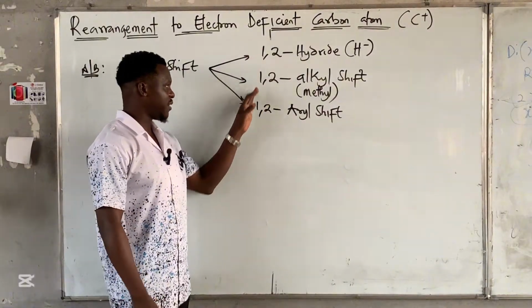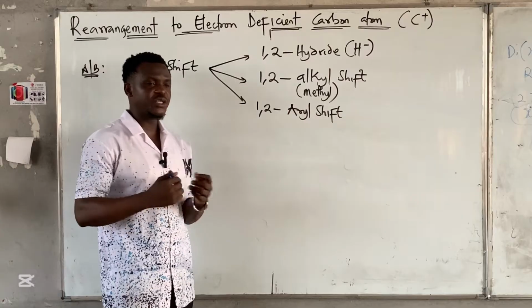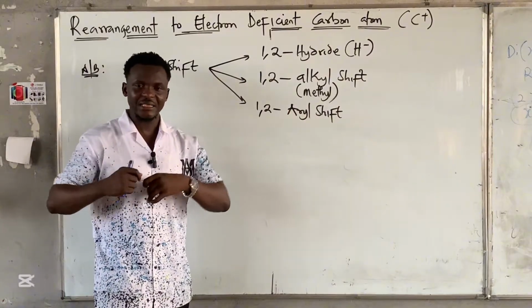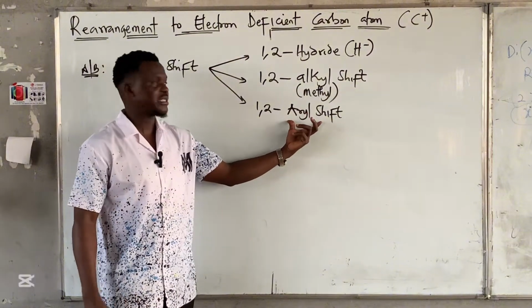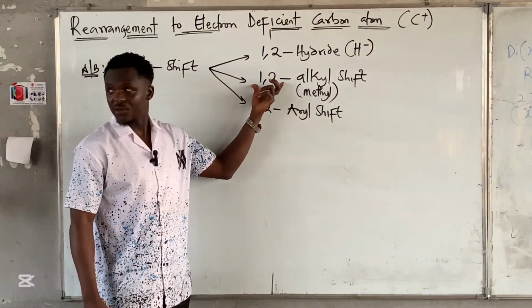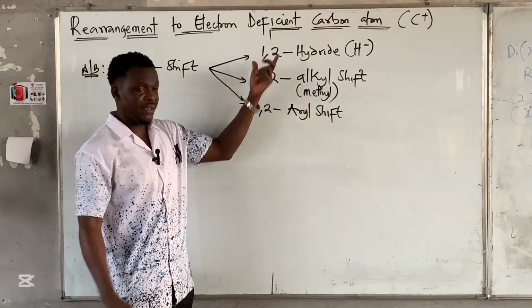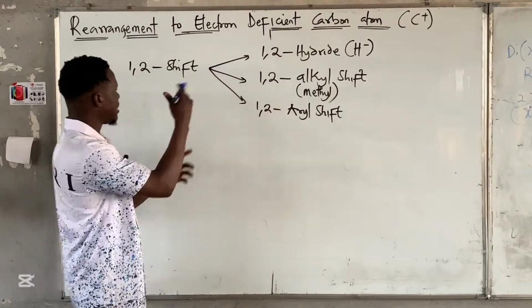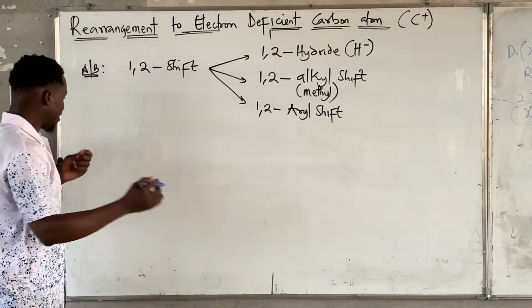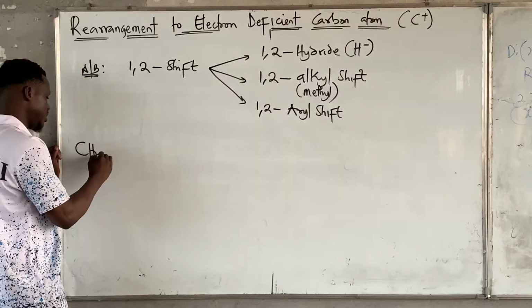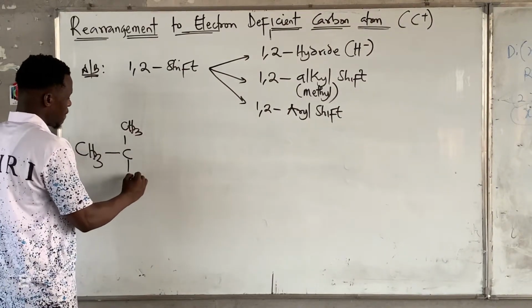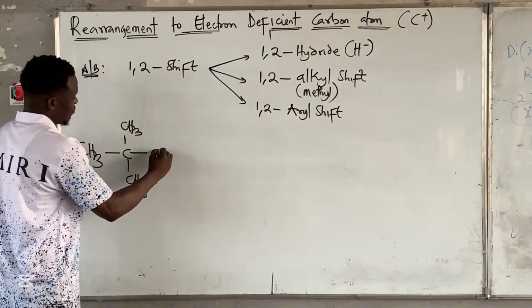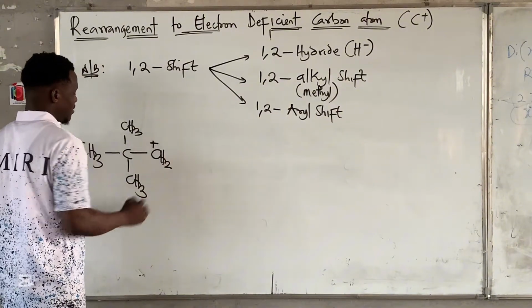Now amongst the three of them, right, their migratory aptitude is different, like the ability to migrate faster is different. Aryl migrates faster compared to alkyl, and alkyl migrates faster compared to hydride. Anyways, let's look at a few examples. Imagine I have something like this: CH3, C, CH3, CH3, and I have this.